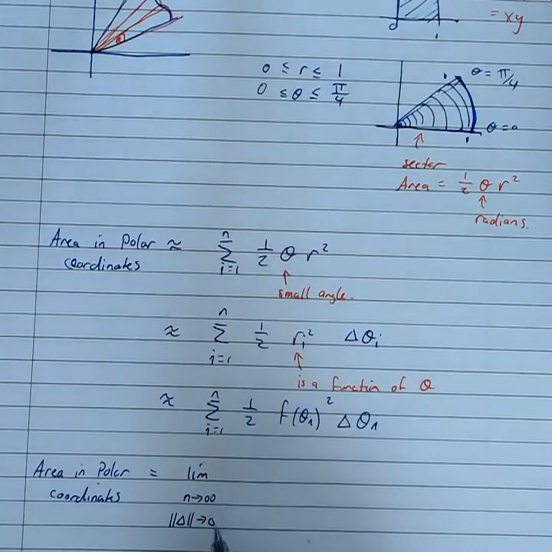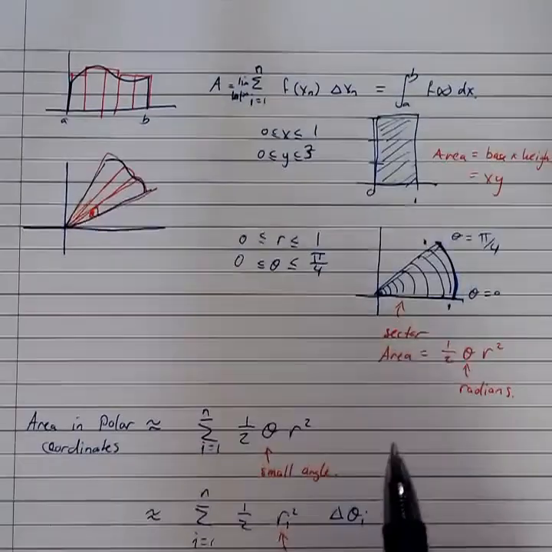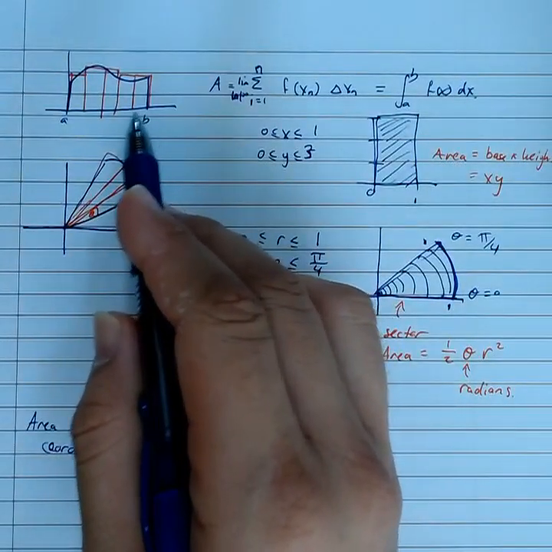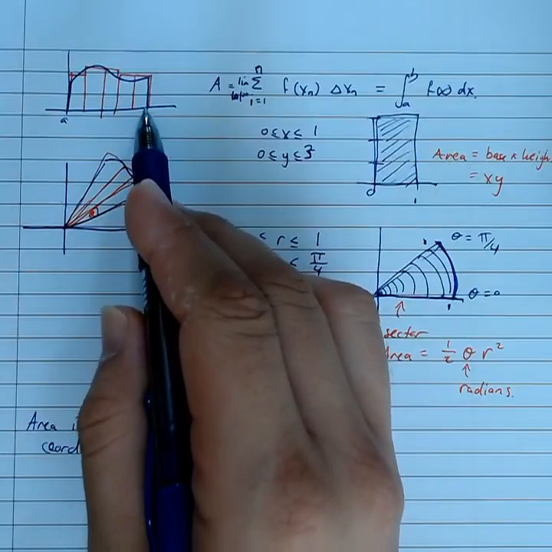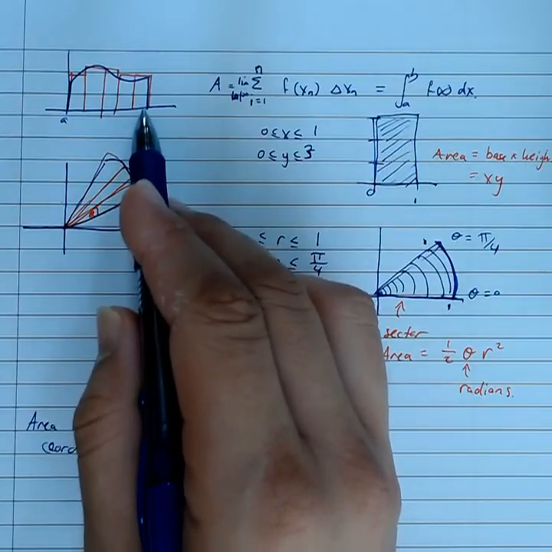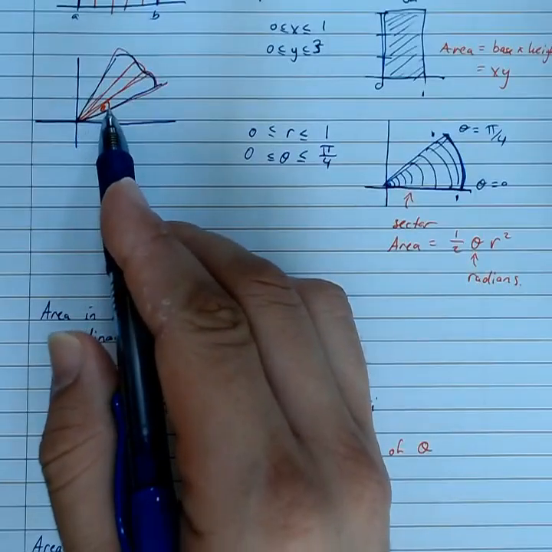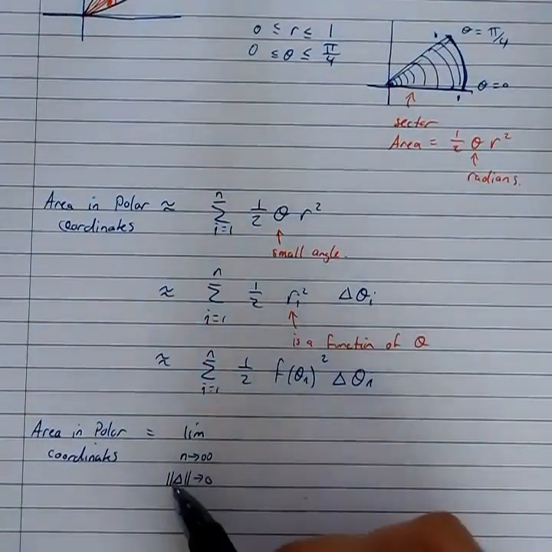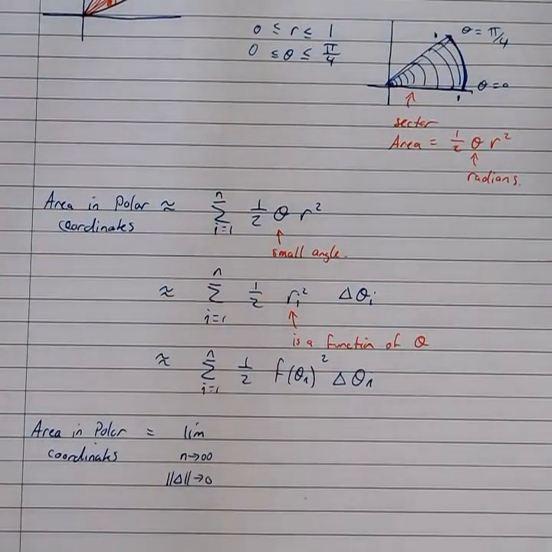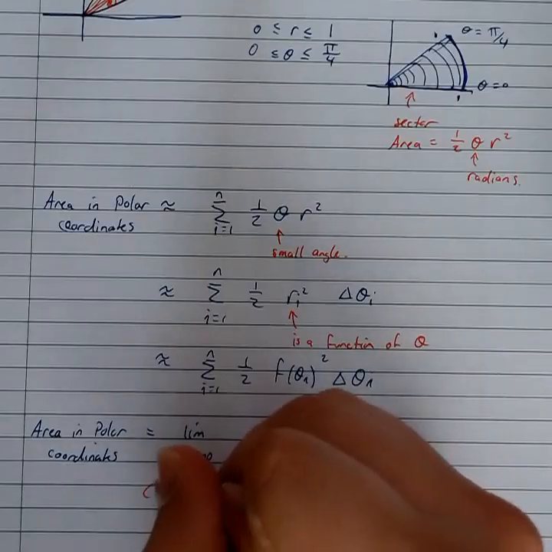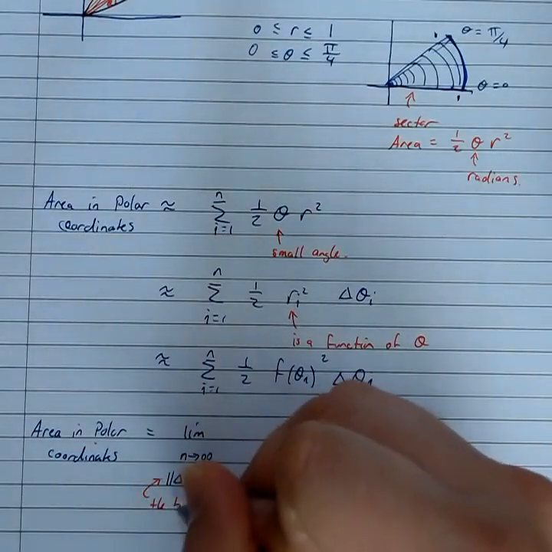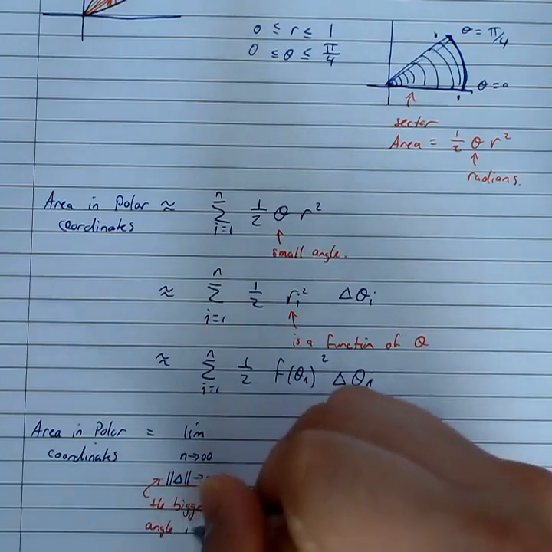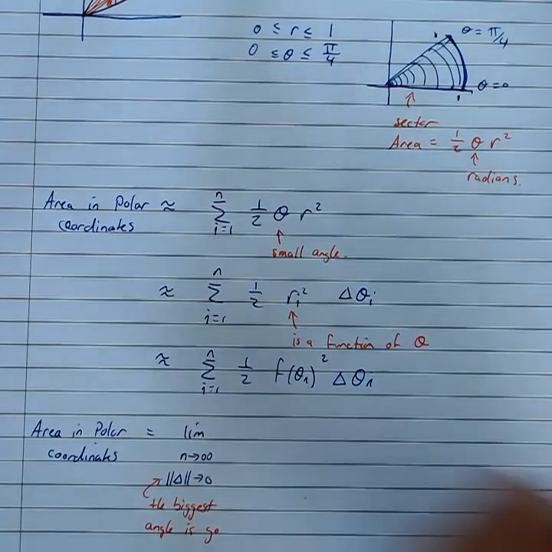When we say the norm of our partition, remember back in rectangular coordinates, what we meant was the widest of these little rectangles is going down to a width of 0. Here, the widest one will have a width of 0. That's essentially what we're saying here. We're saying that the widest one of these will have an angle that goes to 0. So when we say the norm of our partition, this one just means the biggest angle is going to 0.